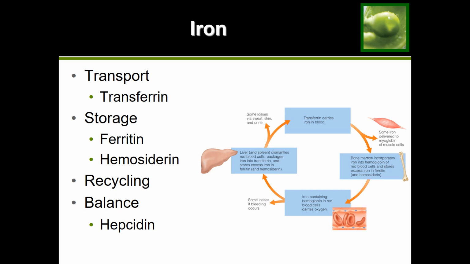The reason it does this is because hemosiderin actually releases its iron stores very slowly. And that's something that we want if we already have too much iron. We want to try and keep it in storage for as long as possible. And hemosiderin can release the iron at a much slower rate.